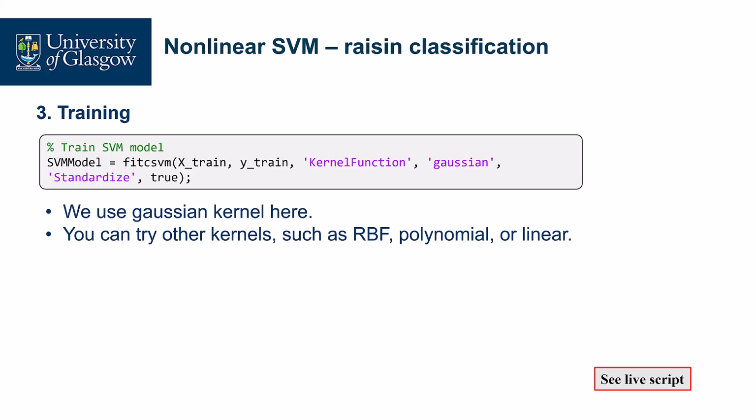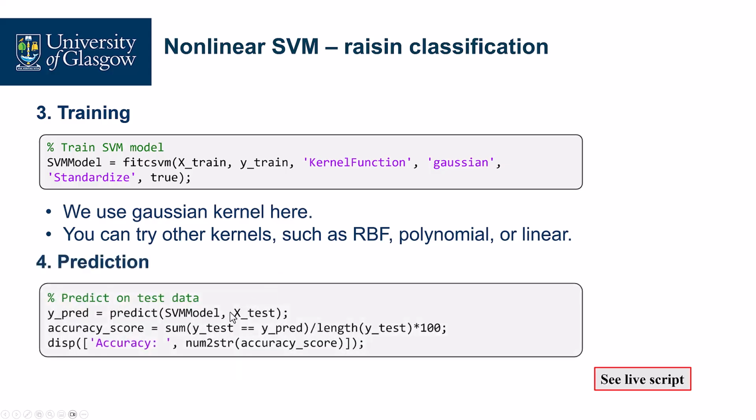After the model, we call it SVM model, is trained, we can do the prediction. We can see the prediction follows the same way as the previous session. We use this object, the test data, and we can calculate the accuracy here. So after all these procedures, we found the accuracy is 86.2, right? So it looks like quite good. All of the procedures you can see in the live script and try yourself.